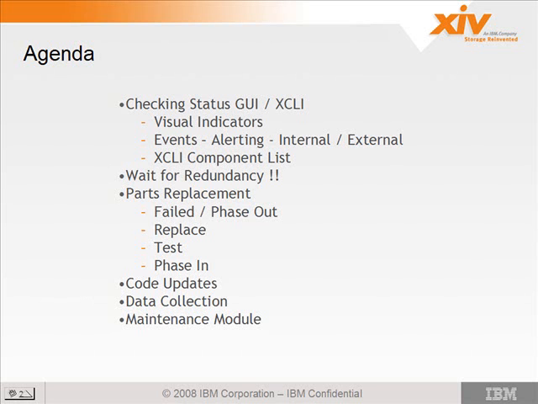When you see a failed module, there's nothing you start in the GUI to say to do a replacement. You simply replace the component, and then once the physical replacement is done, you go to the service GUI and do the test. There's no guided maintenance.